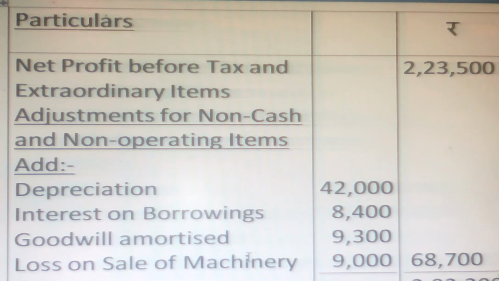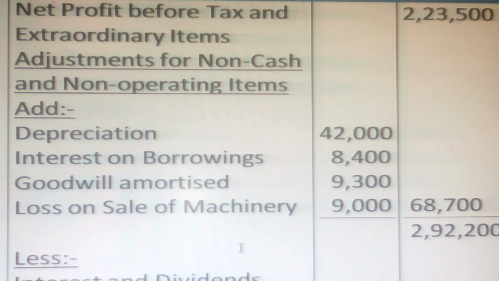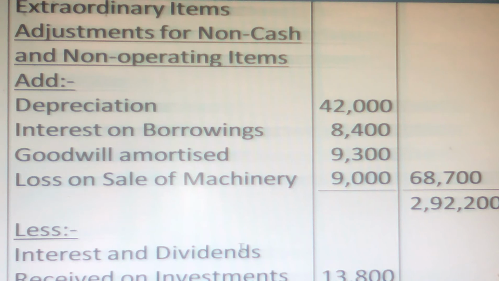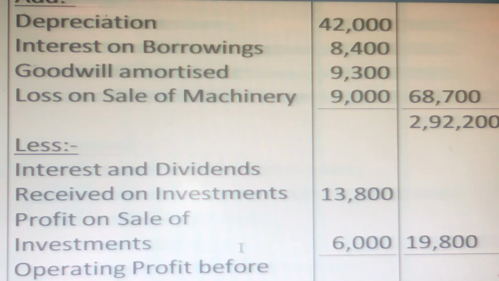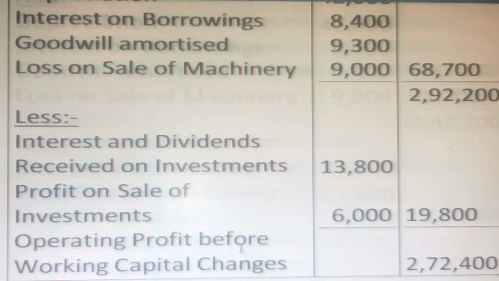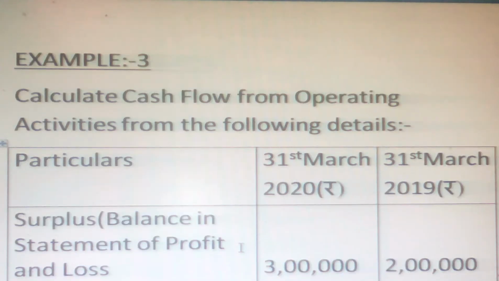Okay, I'll show you once again. See here, the only thing you want to know is why I'm adding depreciation, interest on borrowing, goodwill, and loss on sale of machinery. Why I am going to deduct interest and dividends received on investments, and profit on sale of investments. That's what finally you get: operating profit before working capital changes. Then going for our example 3.